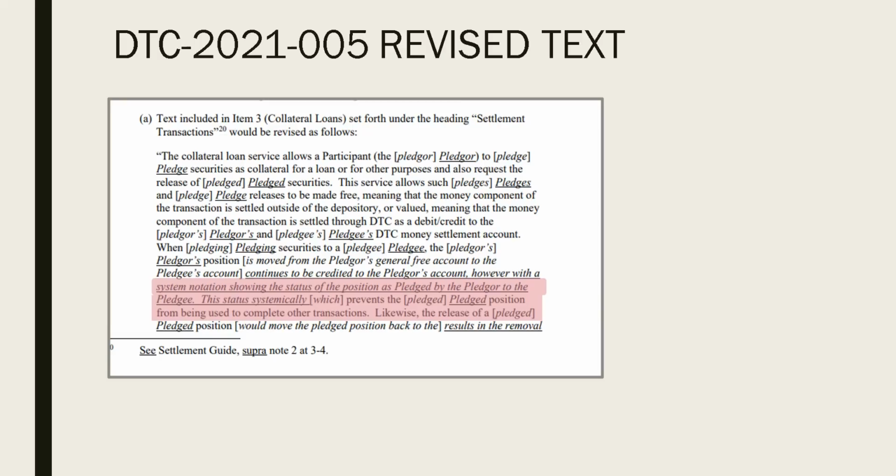Now the revised text itself, basically they've removed some things, they've added some things. On subject A here, collateral loans, they've removed the sentence saying continues to be credited to the pledger's account, however, with the system notation showing the status of the position as pledged by the pledger to the pledgee. This status systematically, that was added. So anything underlined is added, anything in brackets is removed. So again, they're just reiterating the fact that once the system notation showing the status is pledged, you cannot use it again for another transaction.